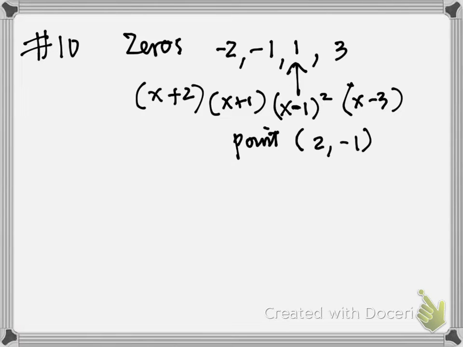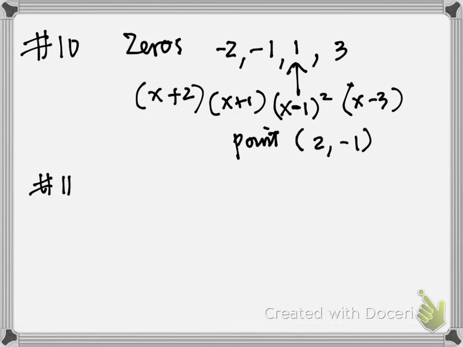You can also see that this is going to be a quintic equation, a quintic polynomial, because there are 5 zeros. So the power is going to be 5.